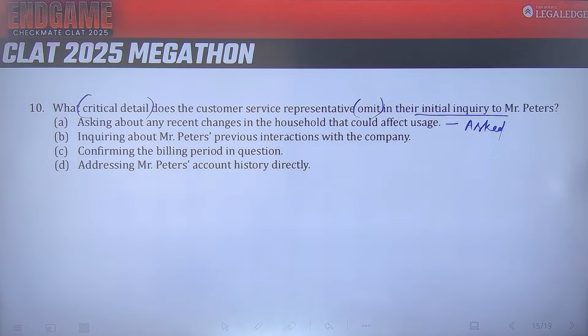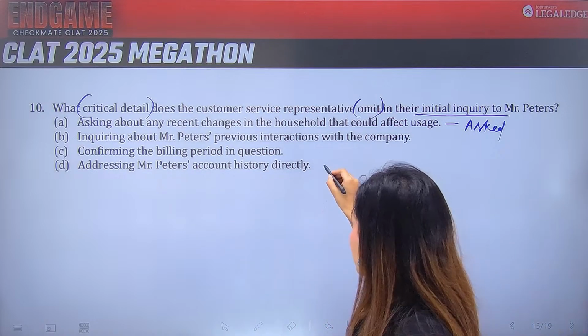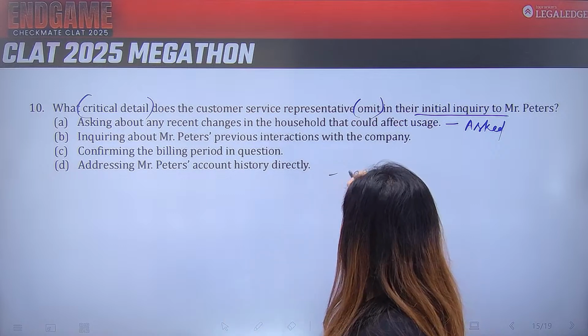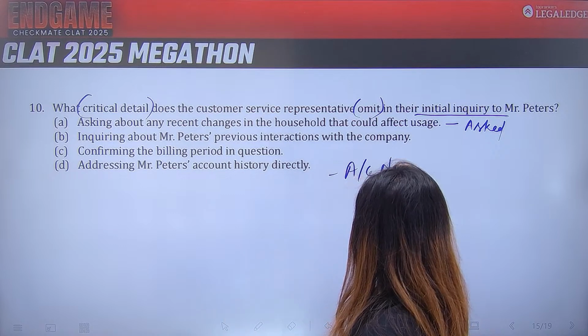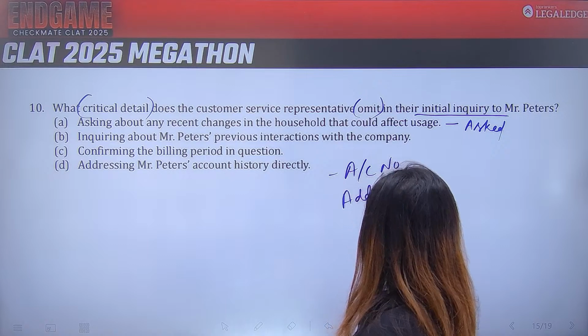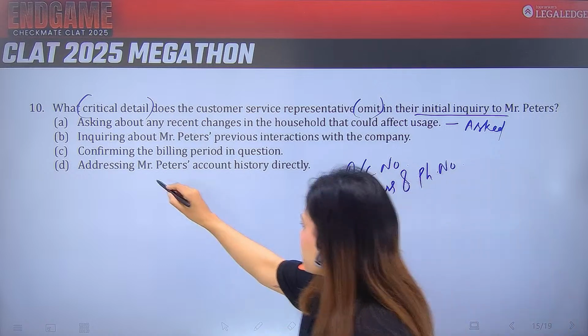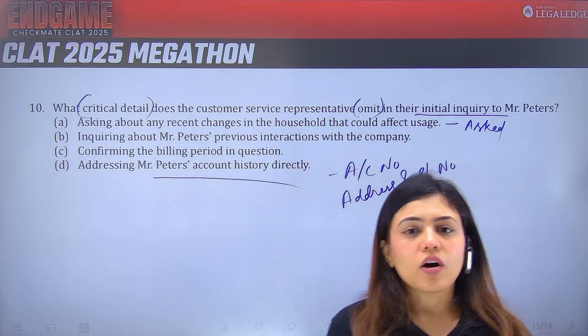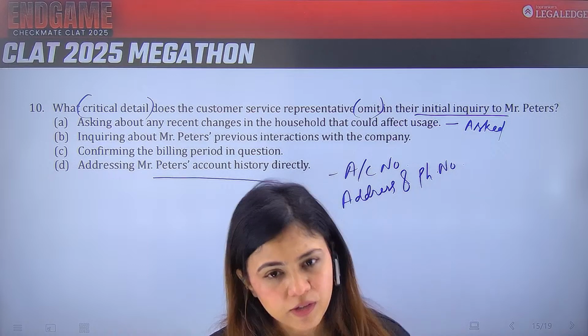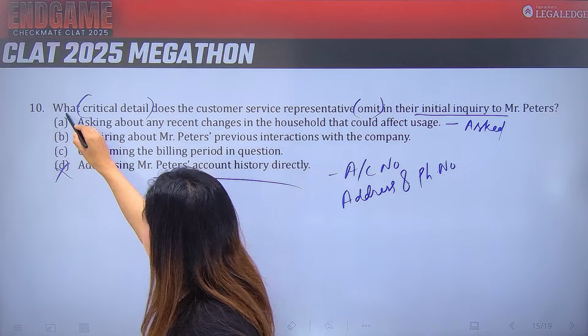ठीक है. If I talk about option D, addressing Mr. Peters account history directly, तो मैंने तुम लोगों को पहले ही बता दिया उसने account number पूछा था. He also confirmed the address and the phone number. So he did ask this information very directly. It was explicitly given in the passage. तो ये भी eliminate हो जाएगा.